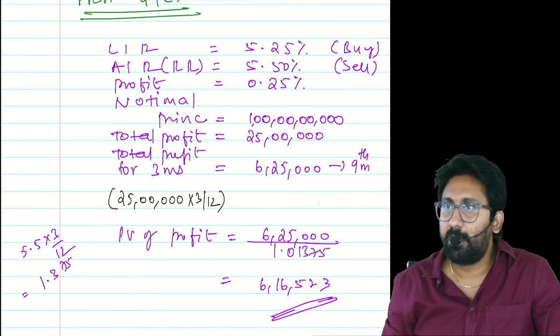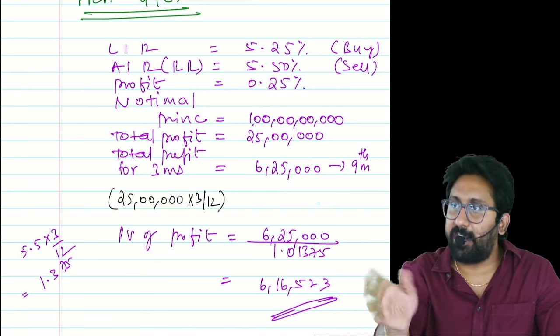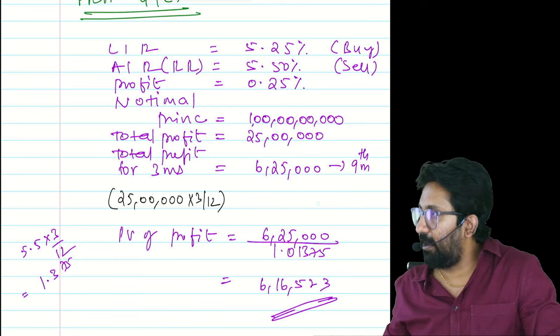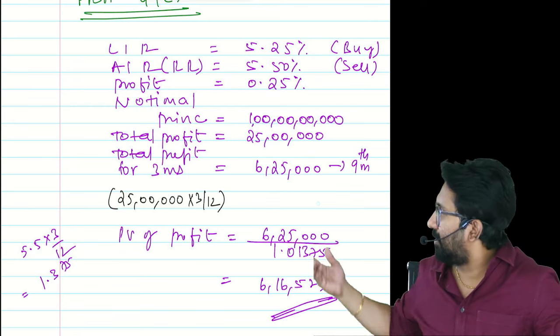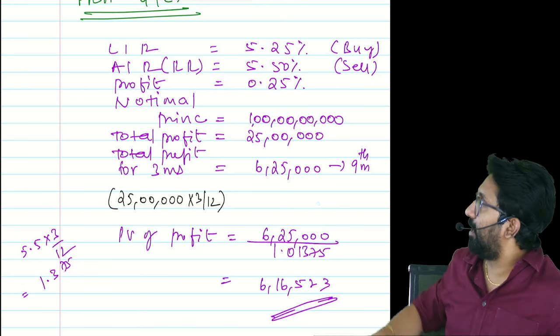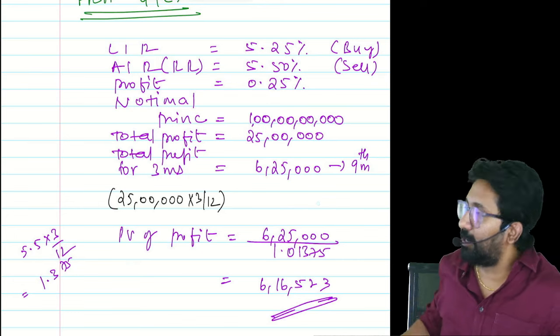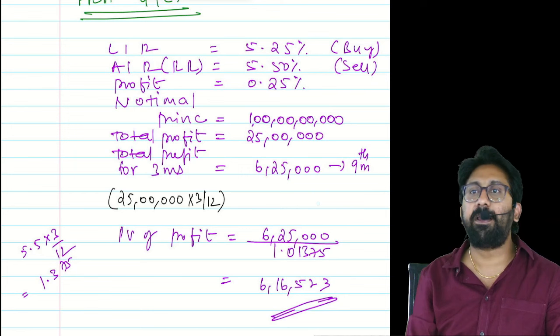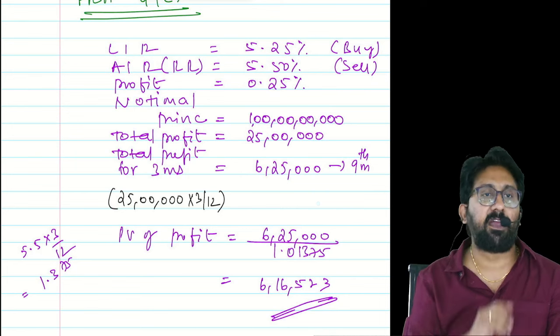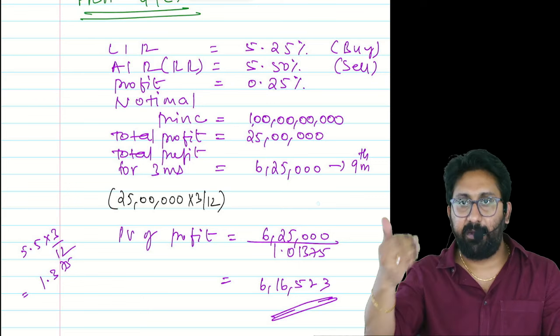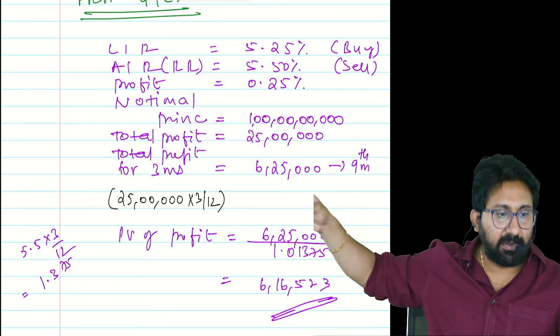Clear or not, everyone? The institute said you can do it either way: take 3/12 or take 92 days. But generally take 3/12, you will be risk free. Everyone understood how to do the question or not? With this, we completed a very important area called forward rate agreement. Questions in FRA come this way.